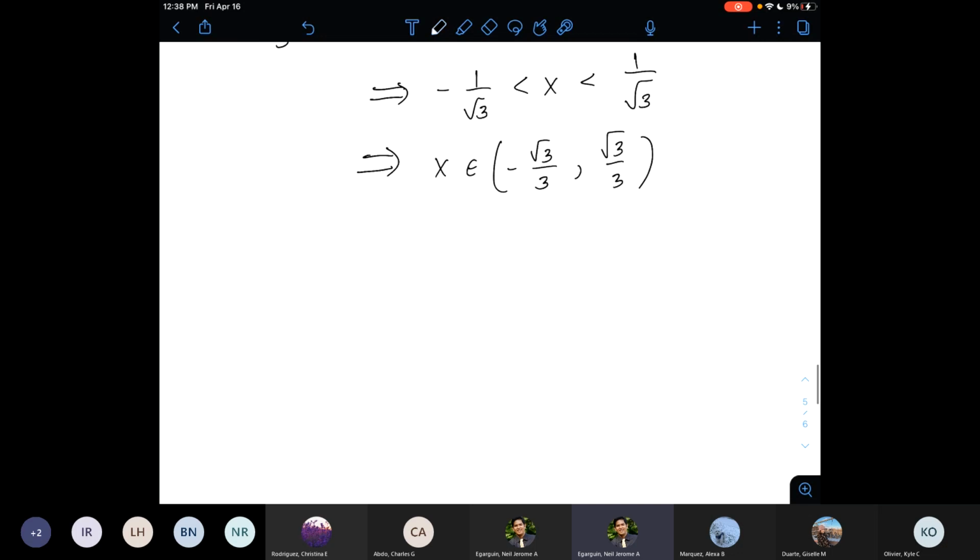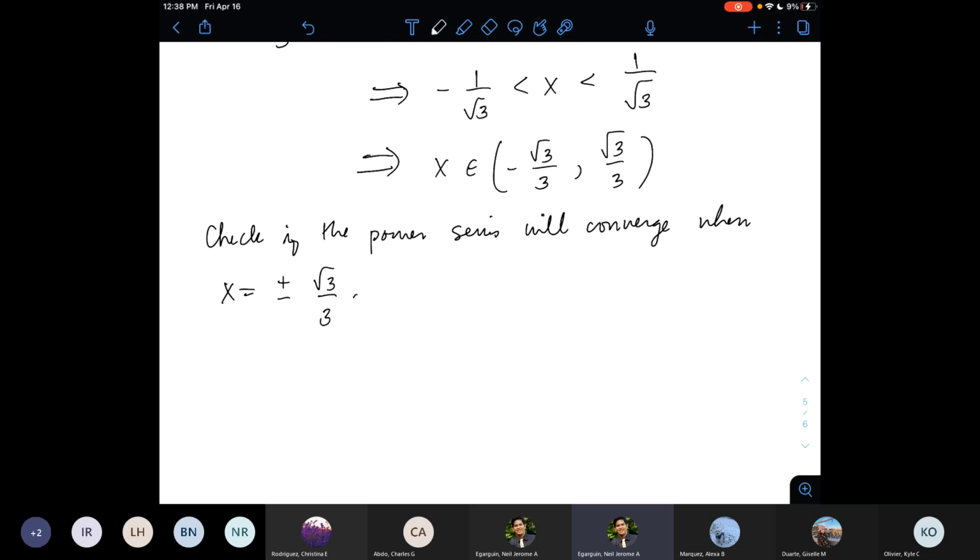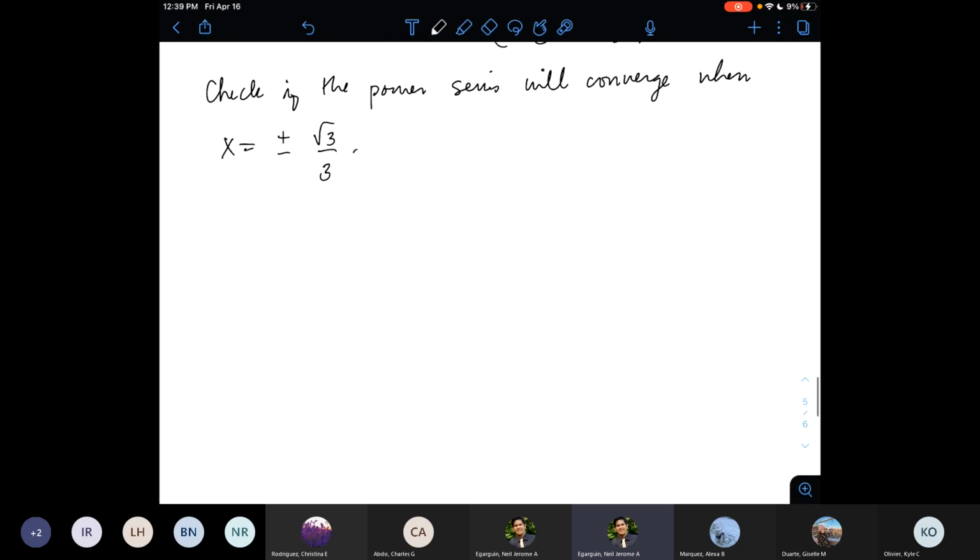So what remains to be done is to check if the power series will converge when x is equal to plus or minus root 3 over 3. Again, because the root test is inconclusive for these two x's. So we need to apply separate tests for these two guys. So let's start with the negative root.